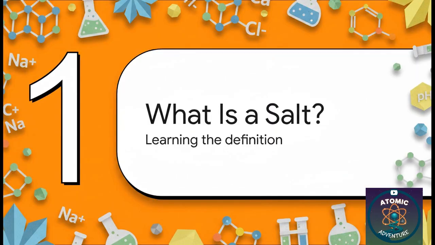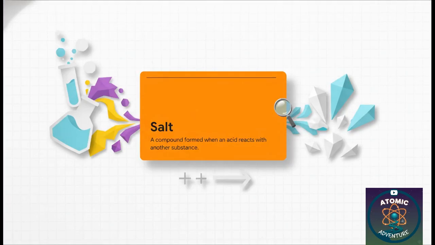Okay, section 1. Let's get to the bottom of this. What actually is a salt? From a chemist's perspective, it's actually really straightforward. A salt is simply a compound that's made when an acid reacts with another substance. That's the key. An acid plus something else gives you a salt. This is the main definition you've got to remember.